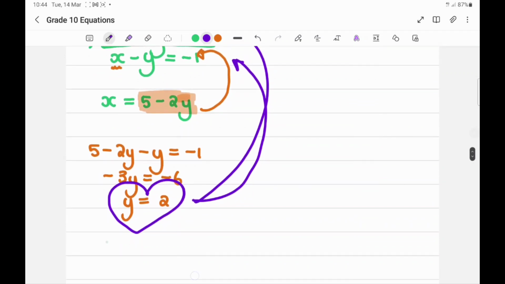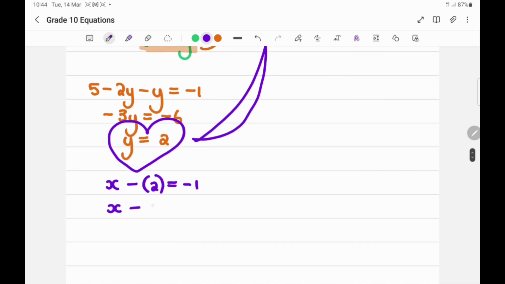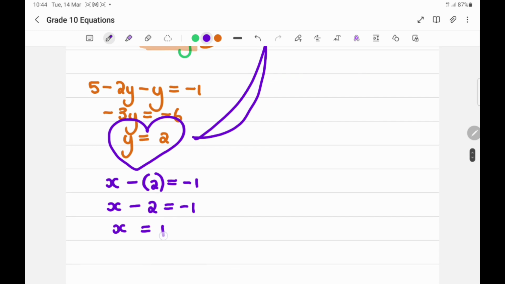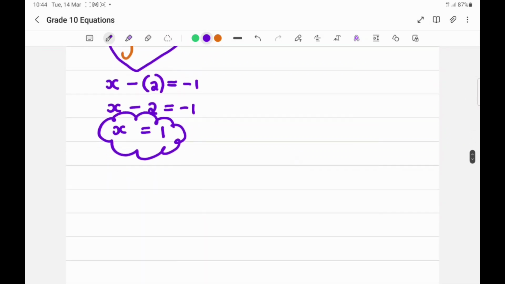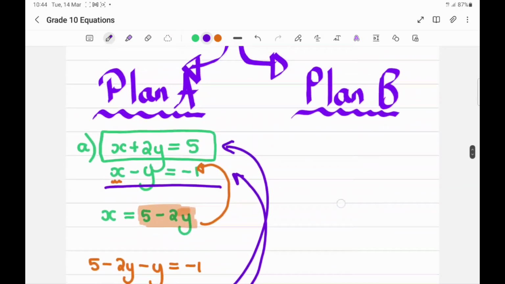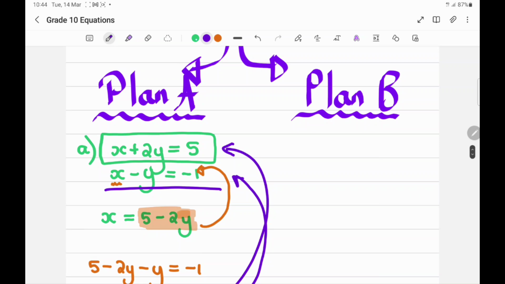So let me take the second one because it's visible. So I'm going to use this one. x minus, and y's value is 2, is equal to negative 1. So x minus 2 is equal to negative 1. Thus, x is equal to negative 1 plus 2 will give you 1. So there's your two values. x is 1 and y is 2. All right. Then I want to show you plan B.